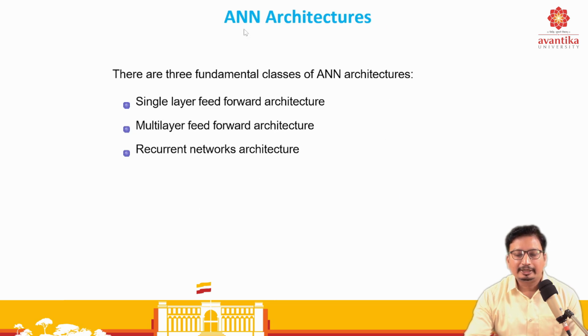As I have told you, there are different architectures of neural networks. This slide describes how many different types of artificial neural network architectures there are. We have the single layer feed forward architecture, the multi-layer feed forward architecture, and the recurrent network architectures.